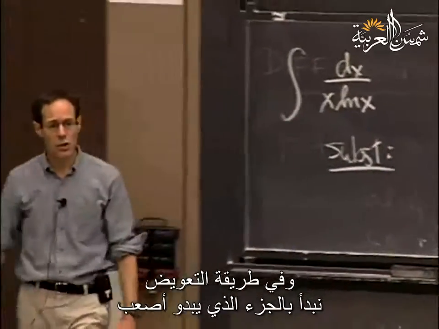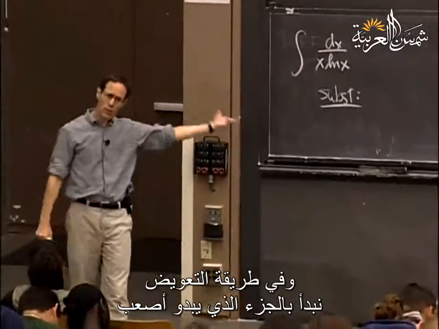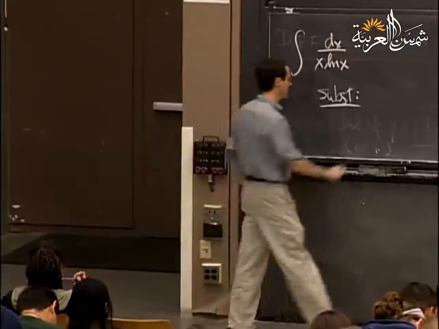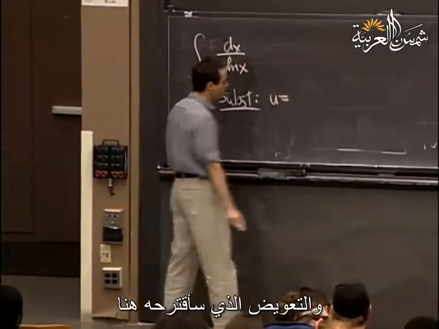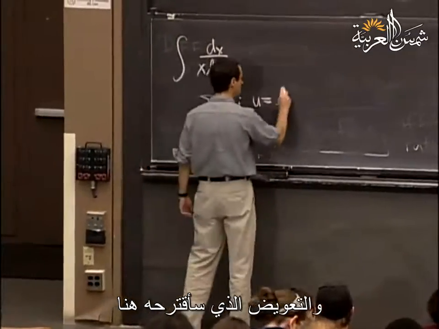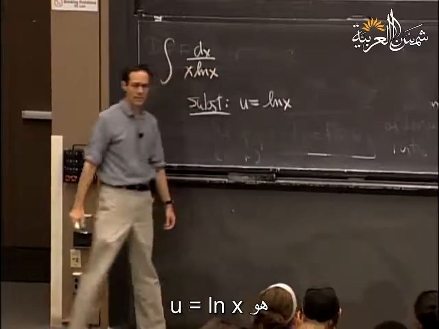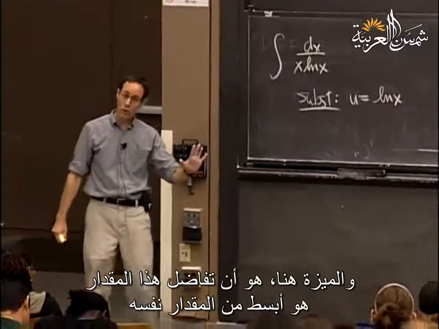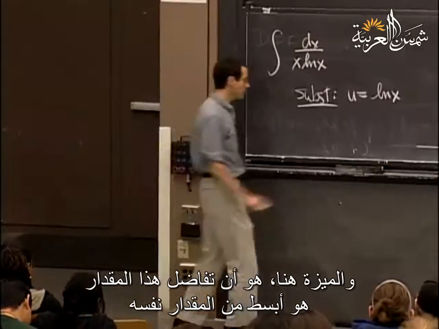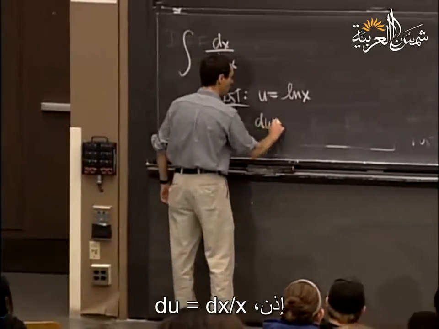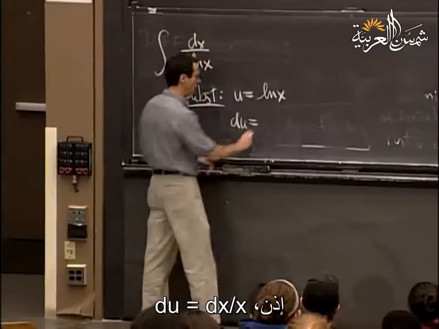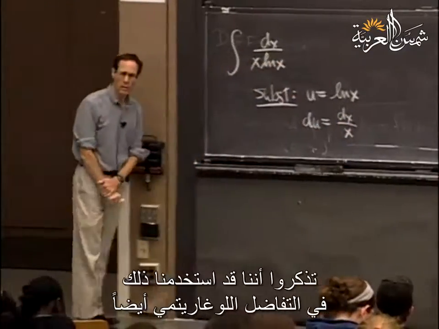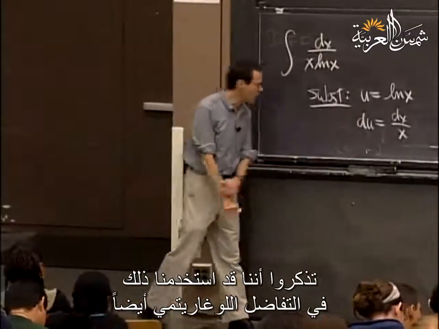And in the substitution method, you want to go for the trickiest part and substitute for that. So the substitution that I propose to you is that u should be log x. And the advantage that that has is that its differential is simpler than itself. So du is equal to dx over x. Remember, we use that in logarithmic differentiation too.